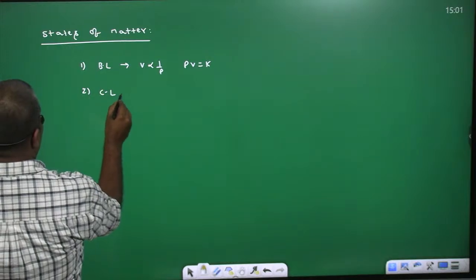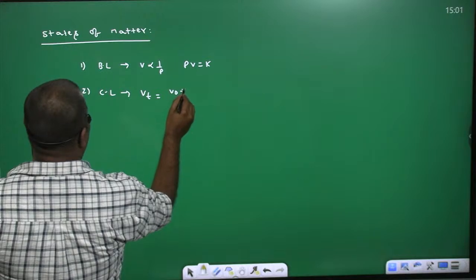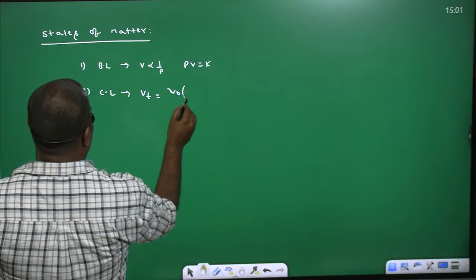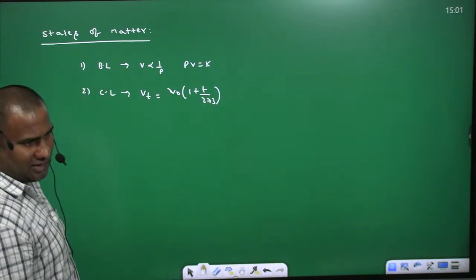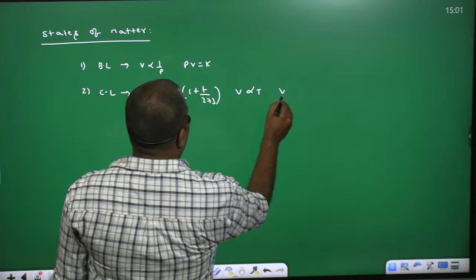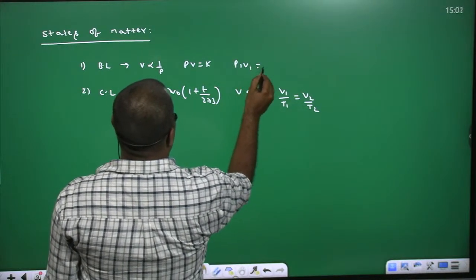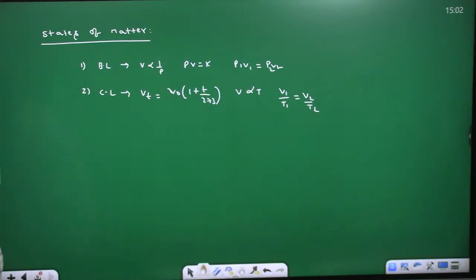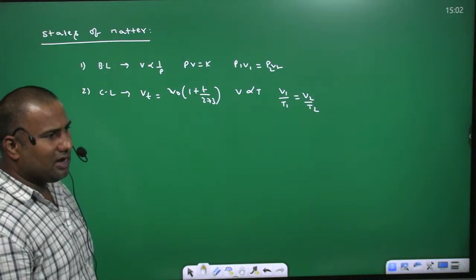Charles law, how do we write? V at T temperature equals V naught into 1 plus T by 273. This is the V at T temperature. That means we can write volume is directly proportional to temperature. V1 by T1 equals V2 by T2. In the same way, P1 V1 equals P2 V2. K is a constant which depends on temperature, independent of the nature of the gas.